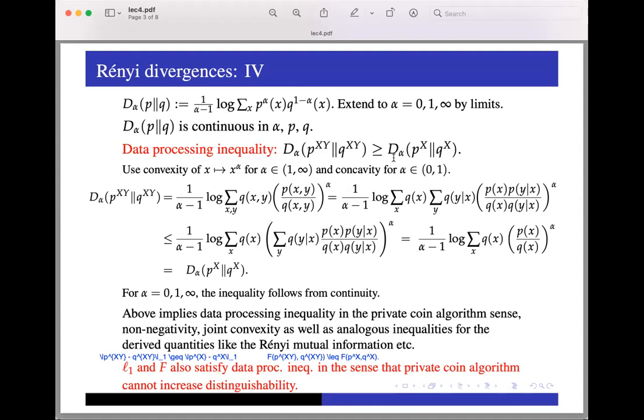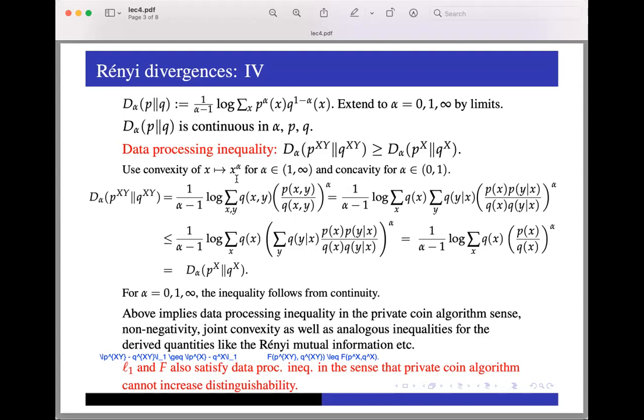We saw a proof of this for Shannon relative entropy, which was d1, but this holds more generally for any alpha. And I had argued then that this formulation of data processing inequality also implies the data processing inequality for more familiar formulations like Markov chains or private coin algorithms. And the same holds true even for d alpha. So really, the key is to show that dropping a register can only decrease the divergence. To prove it, we'll use the convexity of the function x maps to x to the power alpha.